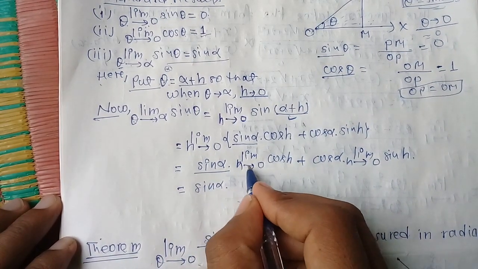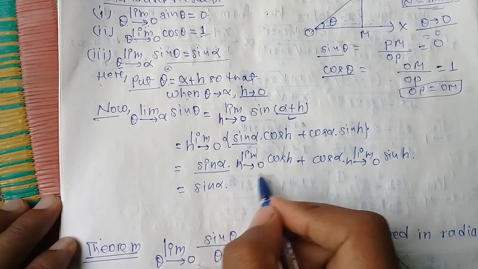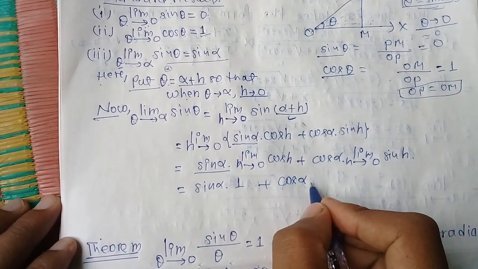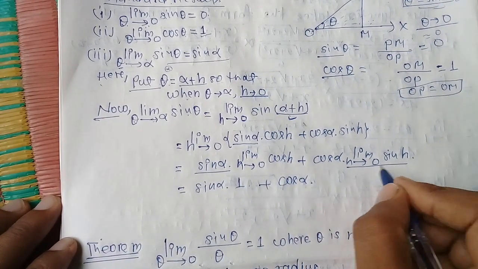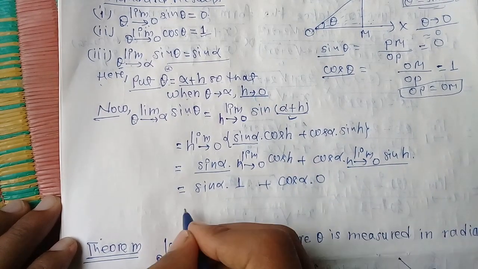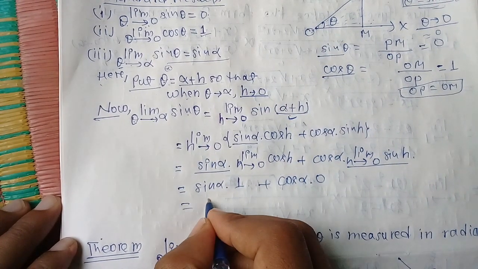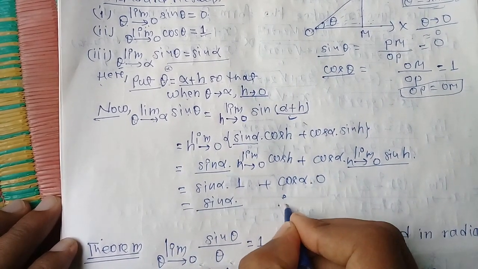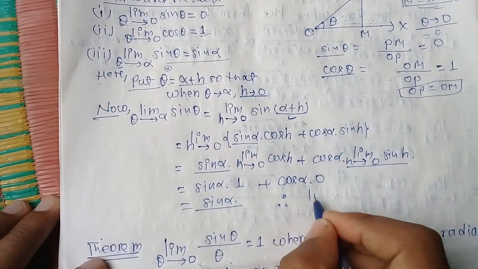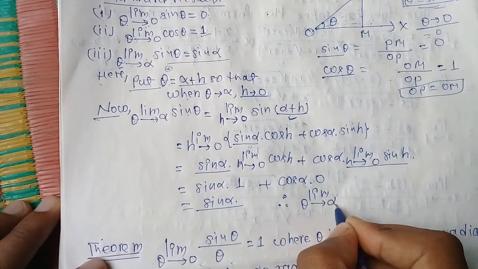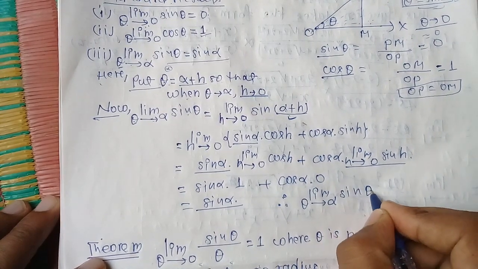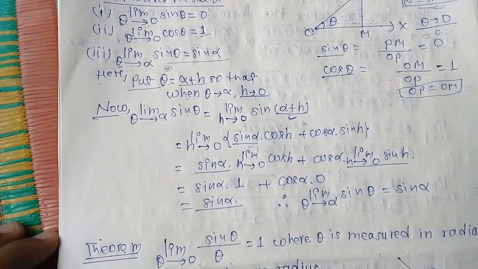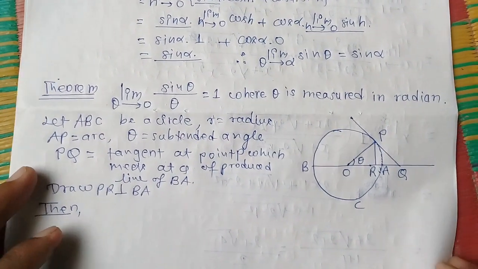So here h tends to 0 and cos h हुँदाखेरि h को भ्यालु के हुन्छ त 1 प्लस cos alpha into sin h and tends to 0 हुँदाखेरि के हुन्छ 0 हुन्छ. सो यो 0 गएर क्यान्सल आउट हुन्छ. सो sin alpha आउँछ फाइनली. Therefore we can say that limit theta tends to alpha of sin theta is equal to sin alpha हुन्छ.